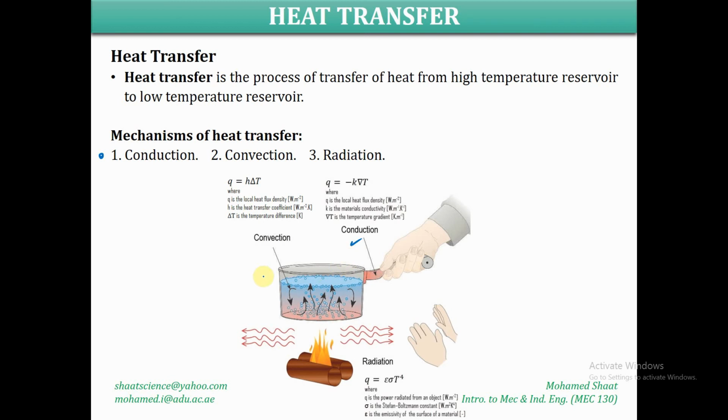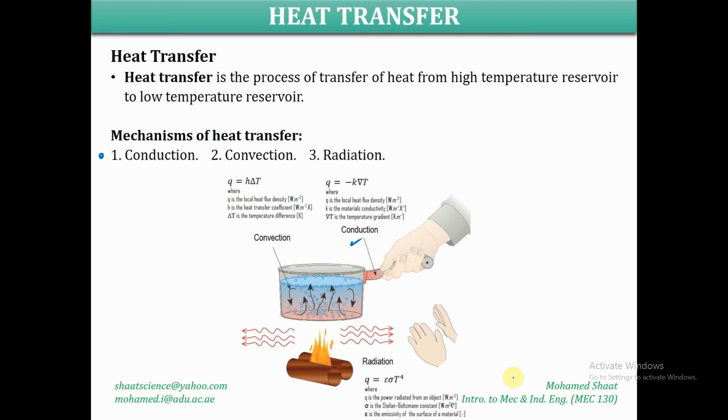The other mechanism is convection. As you can see, the heat source here is going to heat the solid container first. Then the heat will be transferred through the solid container to the fluid, heating the fluid. So the heat will be transferred through the fluid, which means the fluid is the medium being used. The water is the medium for the heat transfer, and this is another mechanism known as convection. So convection requires a fluid medium for the heat transfer.